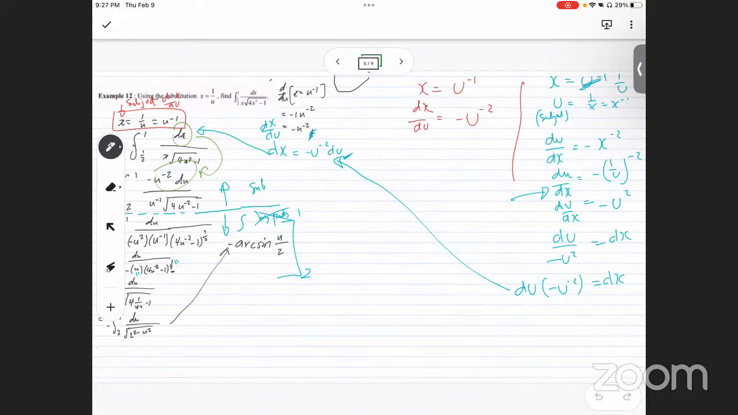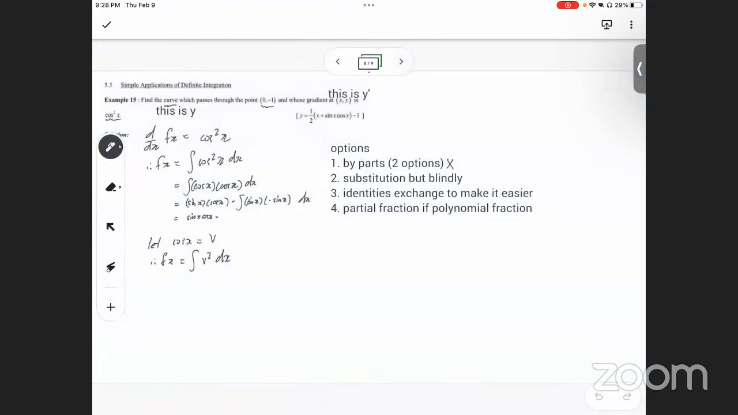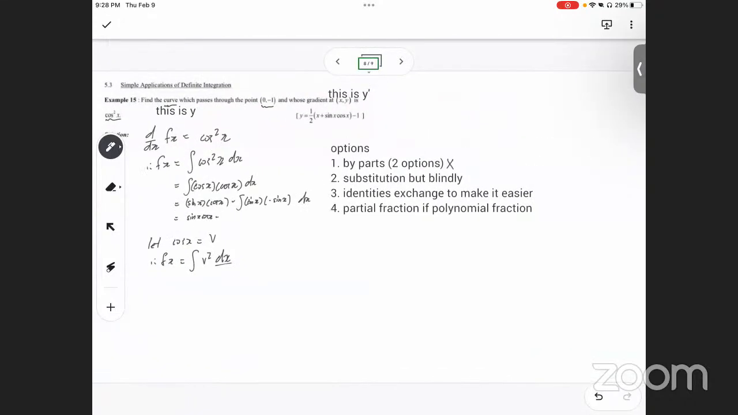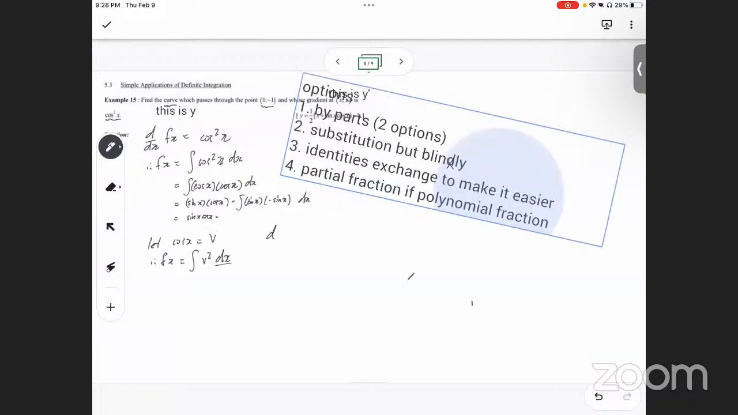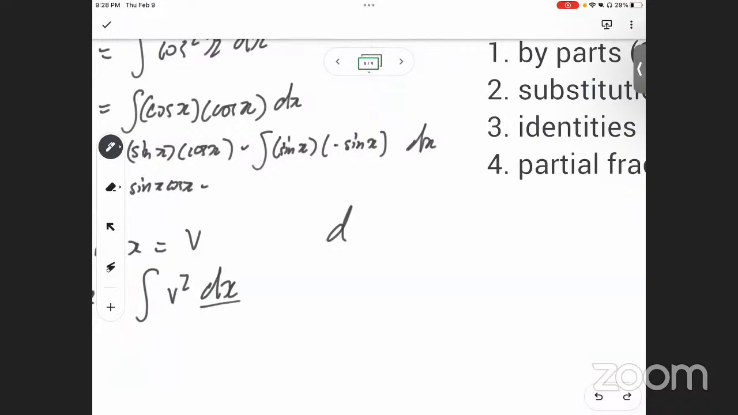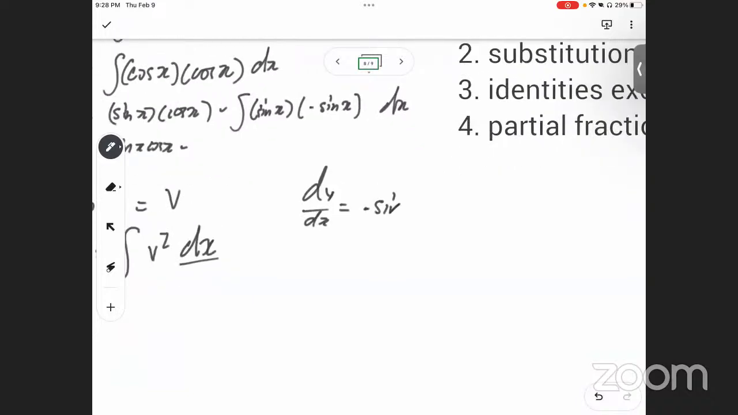What is the essence of substitution according to this? You must replace all the x. All traces of x, right? Yeah. So what was the issue? Just the dx. Correct. That was the issue. Okay. dx equals minus sine. Okay. Looking good so far. Yeah, looking good.